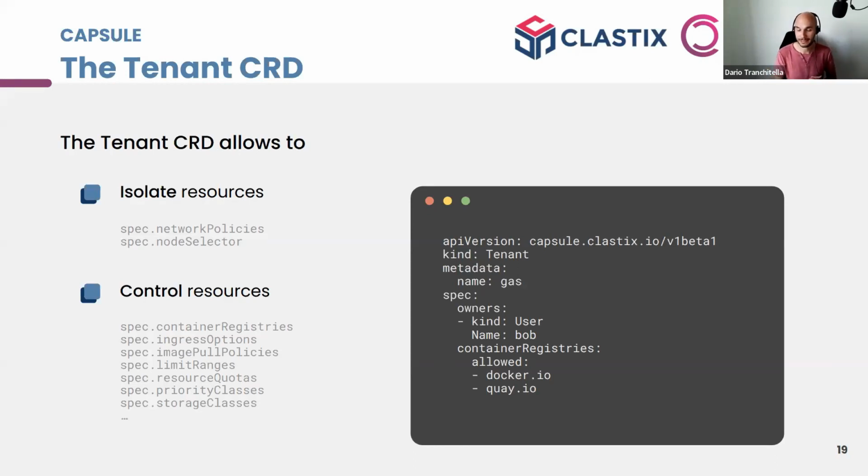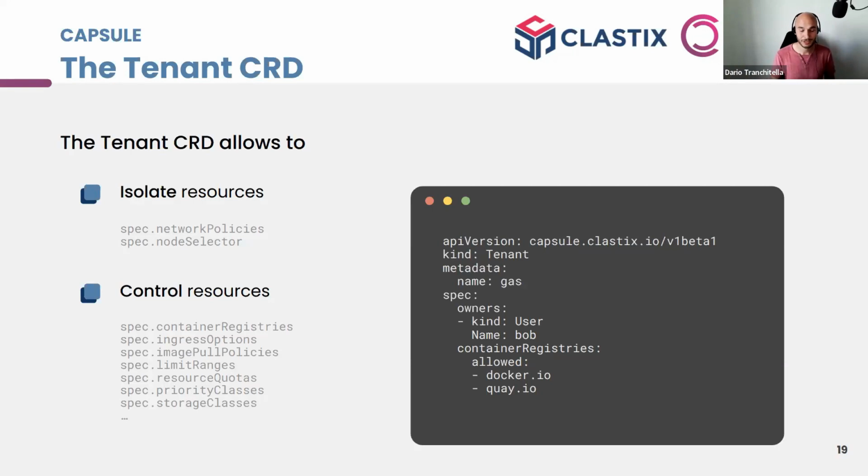Keep in mind that I said before that this tenant definition is a resource that lives at the cluster scope level. It means that we have multiple personas here: the cluster administrator, who is provisioning the tenant, and the tenant owners, Bob in this case, who is going to consume the namespaces belonging to that tenant. So Bob can create their own namespaces.